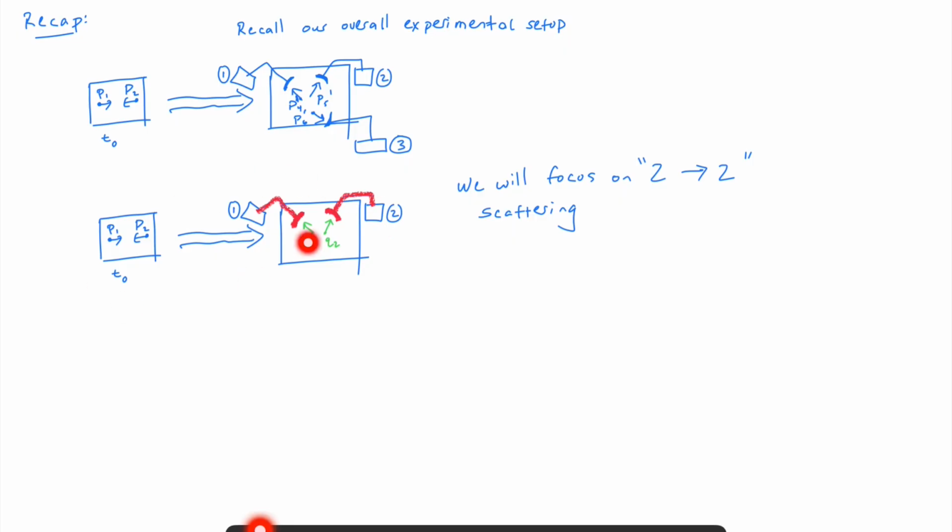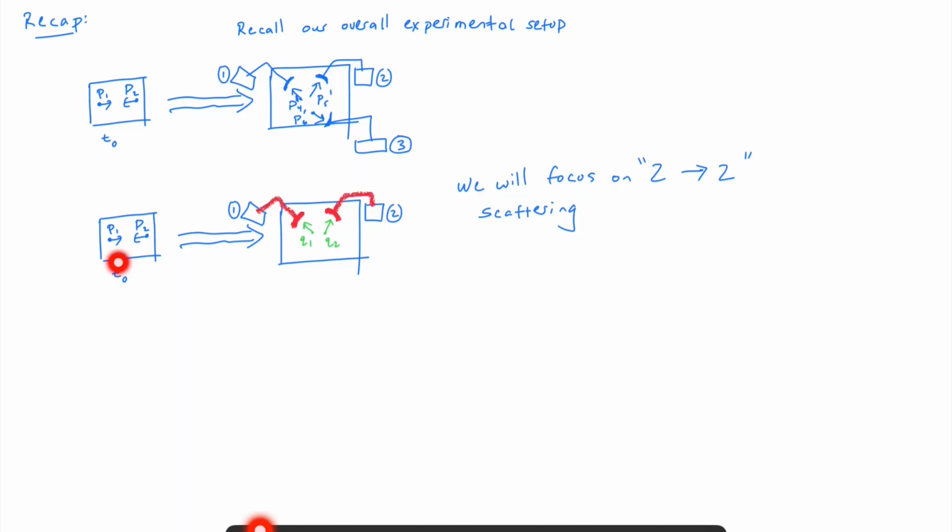In this lecture and for these calculations, we're just going to focus on 2 to 2 scattering, meaning we start with two particles and we want to calculate the probability that we're going to still see two particles at the end. The final state may be a mix of particles, as we've talked about in the previous lectures, but we are specifically going to calculate only those situations where we will see two particles.